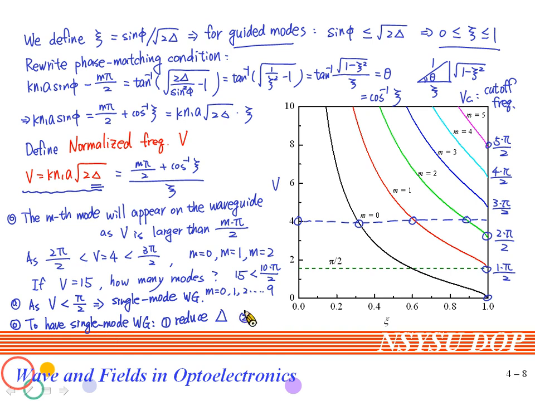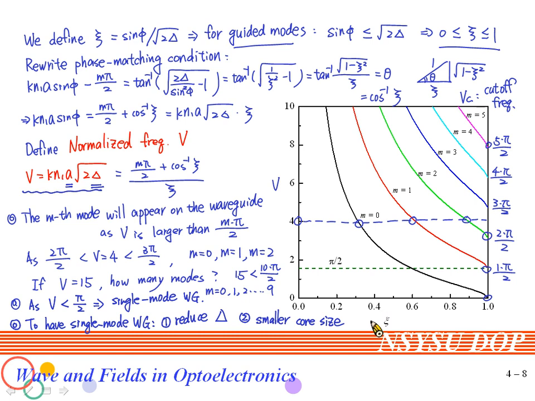Another way to have a smaller normalized frequency is to have a smaller core size. If you can fabricate an optical waveguide with a smaller core size, there will be fewer modes on this waveguide. And under some condition, you will have only one mode on this waveguide. So one way to have a single mode waveguide is to reduce the core size.